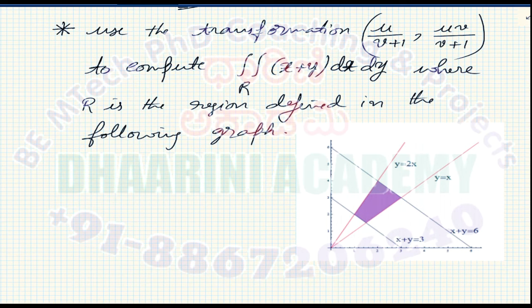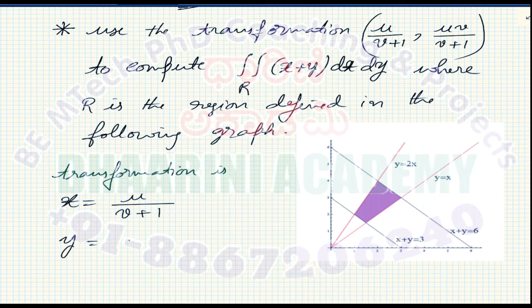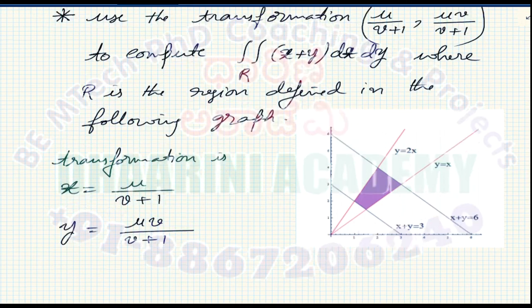note down first what the transformations are. So I'll write the transformation: x is equal to u divided by v plus 1, and y is uv over v plus 1.